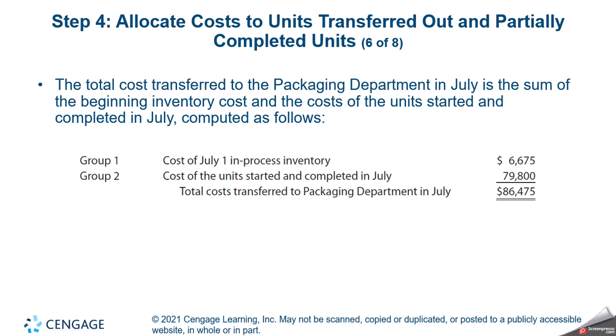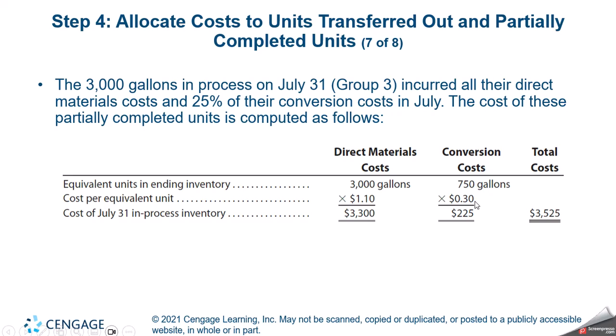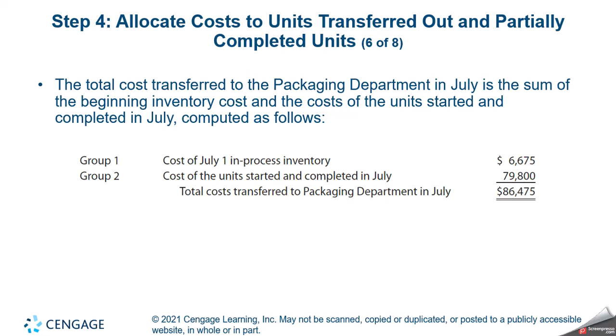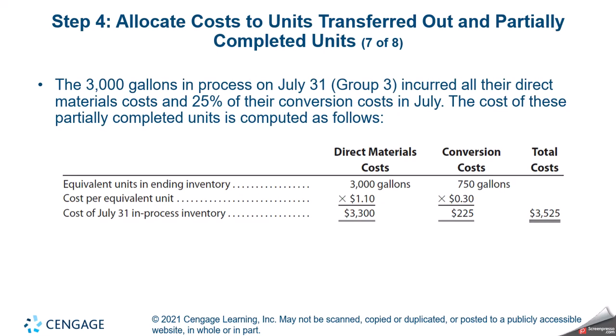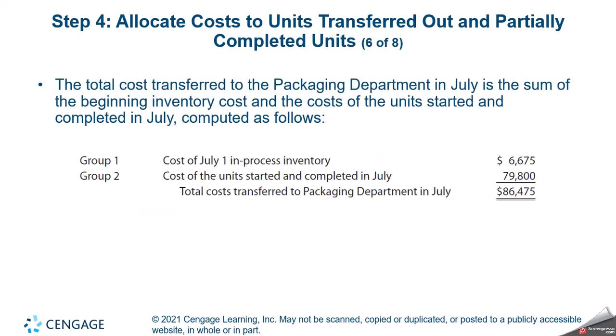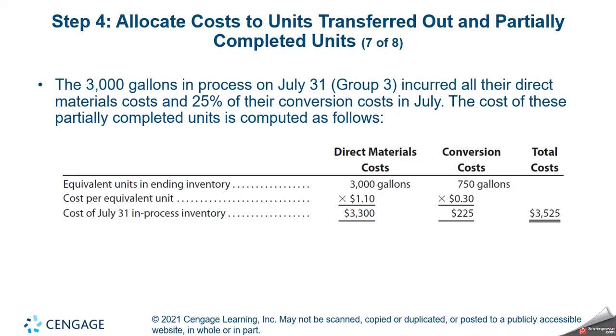And then they will be our beginning inventory plus our units started and completed. That will be the total cost that's transferred to the next department. So we're still okay. So we're still allocating out these costs, right? So the total cost transferred to the packaging department is here.